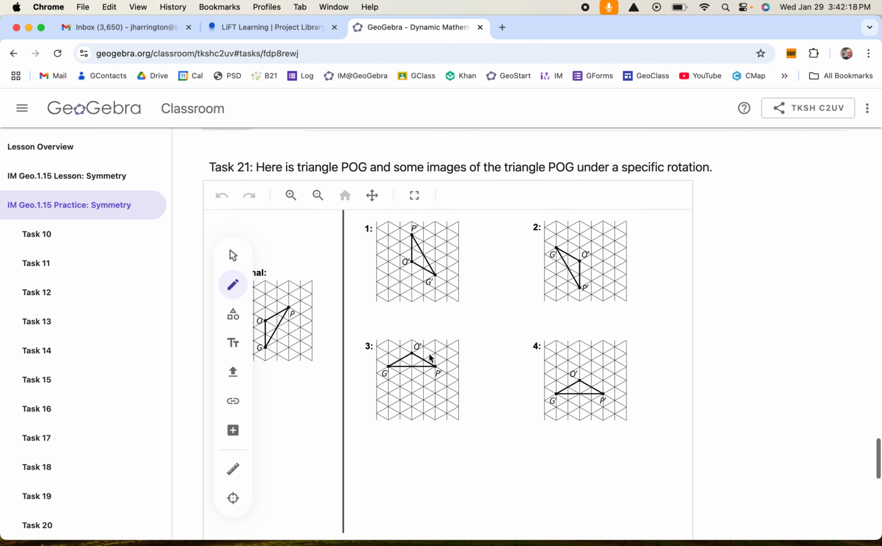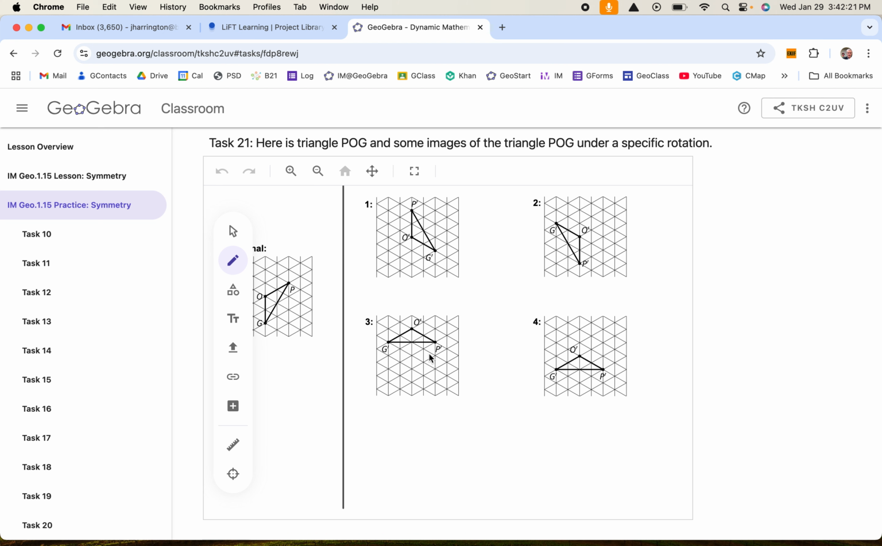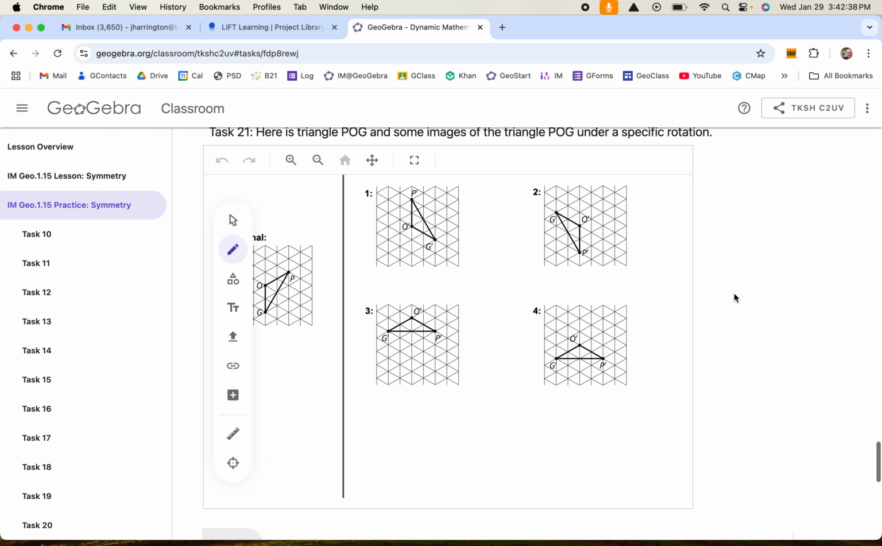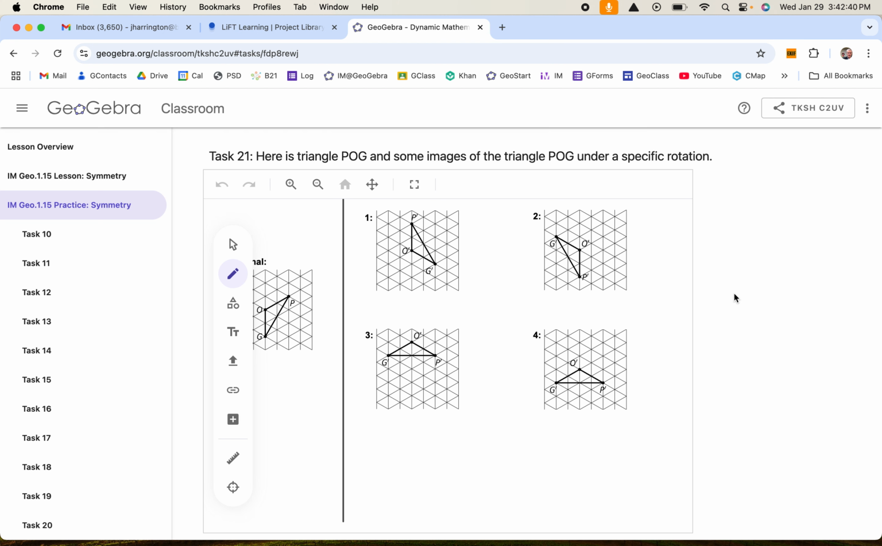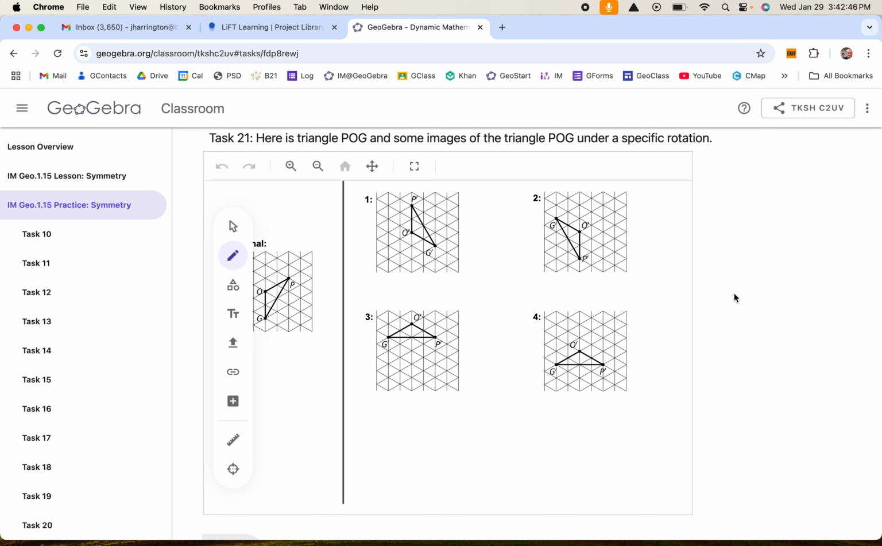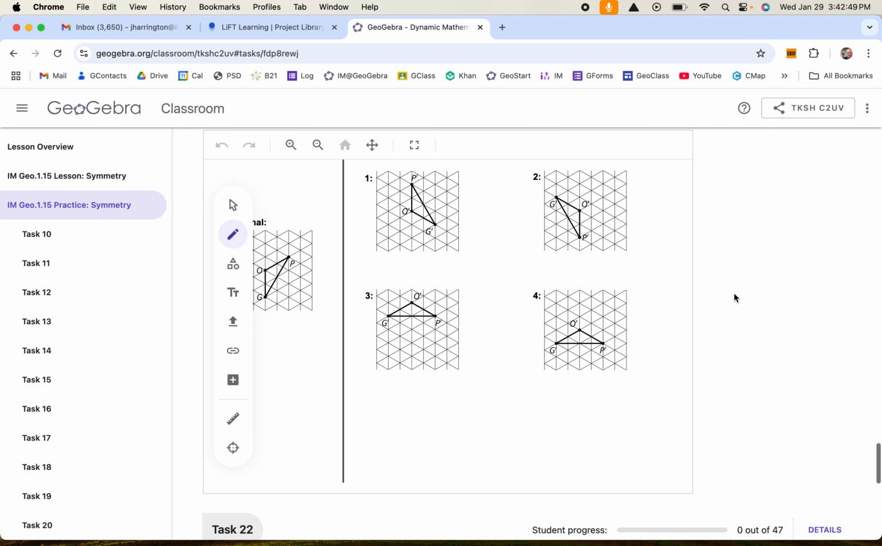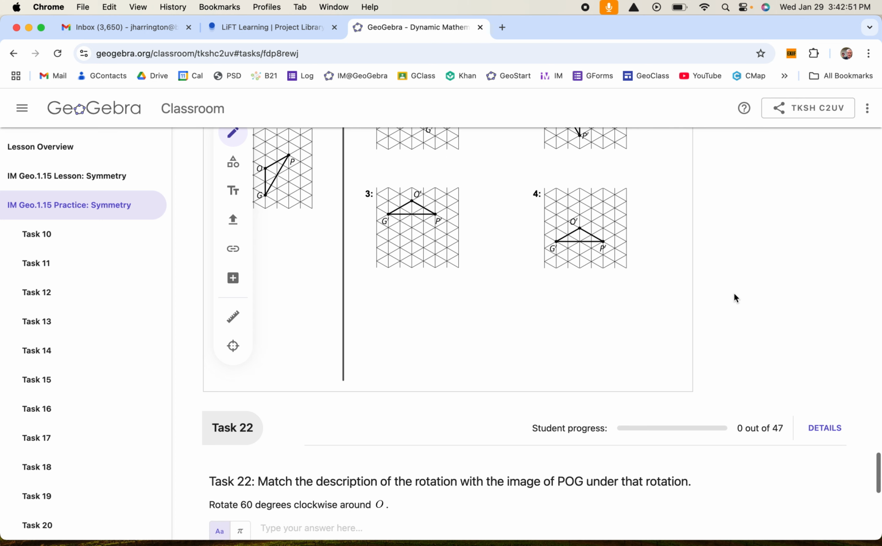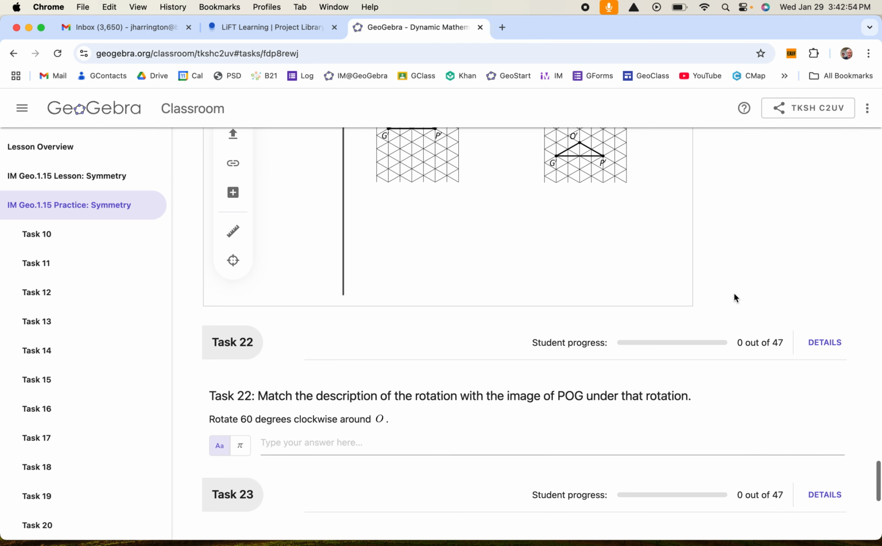Next, 21. Here is triangle POG and some images of the triangle under a specific rotation. Here is the original, that says original underneath there, and then here are the four options for what happens to it. There's some sort of rotation that happened. Take a look at those. Now, it's not asking you to do anything yet. It's asking you to do something down here. It says, match the description of the rotation with the image of POG under that rotation.